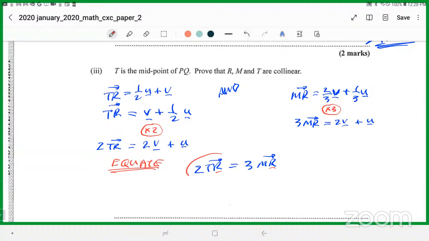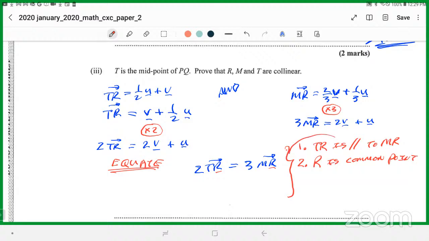Since I have one vector equals a multiple of the next vector, it means two things. Firstly, that they're parallel. So the first condition for collinearity is that TR is parallel to MR. And R is a common point. The second condition for collinearity is to have a common point. R is a common point.